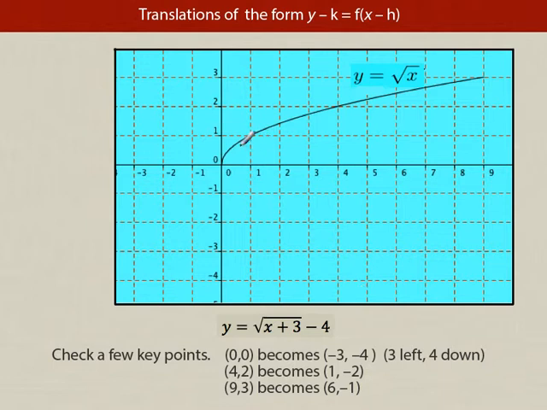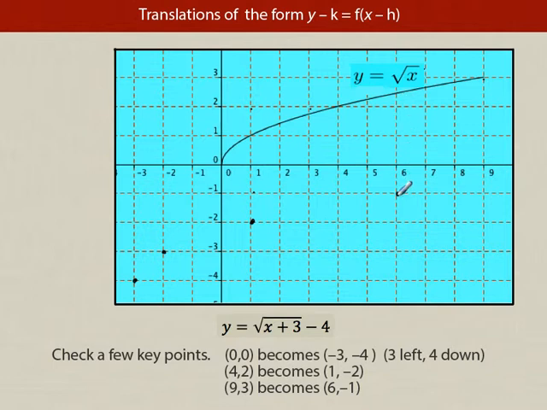So let's take a convenient spot. There's 0, 0, 3 left, 1, 2, 3, 4 down, 1, 2, 3, 4. So that point will go there. There's another good spot, 1, 1, 3 left, 4 down. So that spot is translated there. There's another good spot, 3 left, 4 down. And the last one over there, 3 left, 4 down.